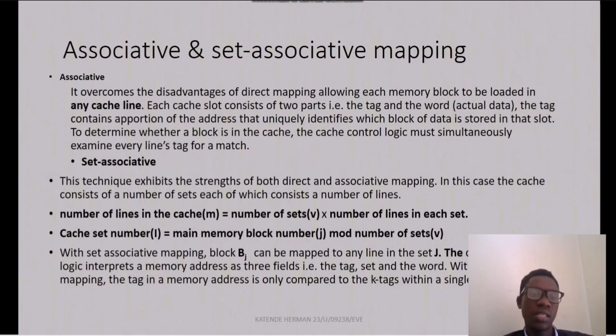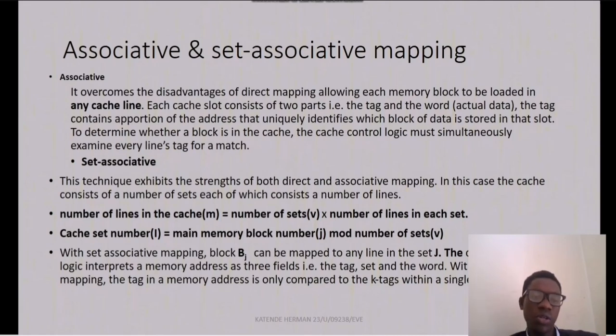There is set associative mapping. This technique exhibits the strength of both direct and associative mapping. In this case, the cache consists of a number of sets, each of which consists of a number of lines. So set associative mapping can be split in a given number of ways. You can have k-way set associative mapping, where k can be any integer. It can be 2, it can be 4, and so on.